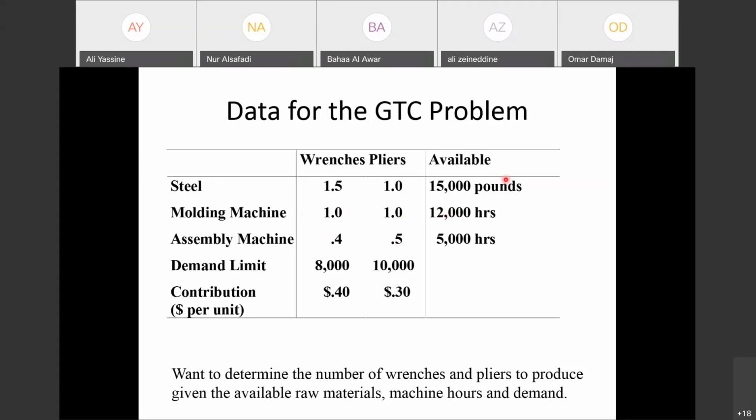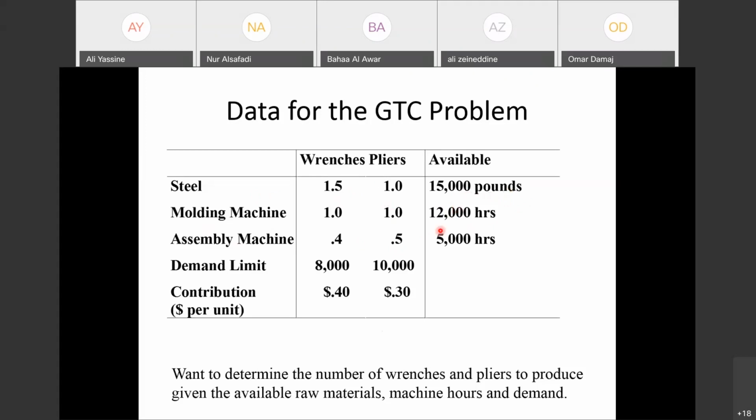There are limited resources available to this company. For example, we can only have 15,000 pounds of steel available. I'm not sure if this is weekly or daily, so let's assume this problem is weekly. So there are only 15,000 pounds available during a specific period.